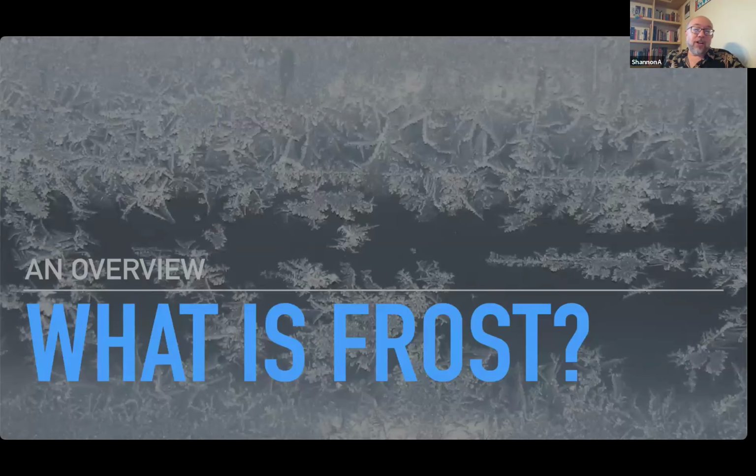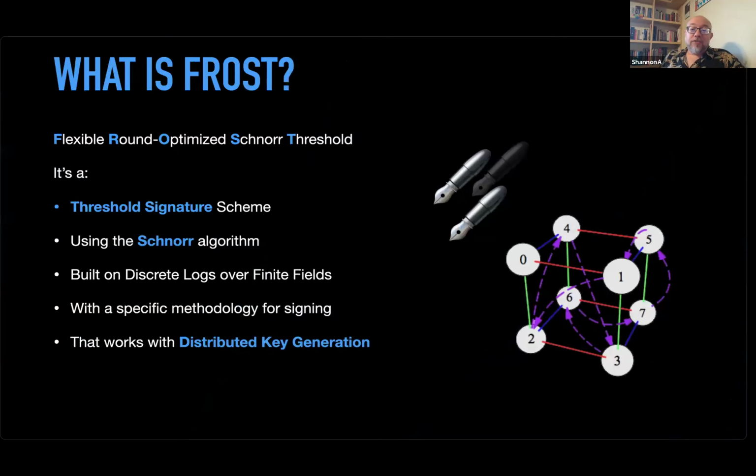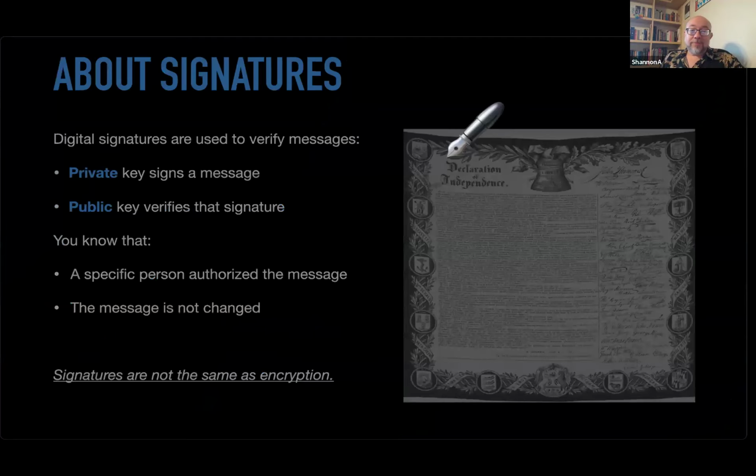So, what is Frost? Frost stands for Flexible Round Optimized Schnorr Threshold, and that hits most of the key points. It's a threshold signing system that uses the Schnorr algorithm. There's a bit more than that, but the other particularly important point is that it's designed to integrate with distributed key generation. I'm going to go through those points one by one to give them all a little more detail.